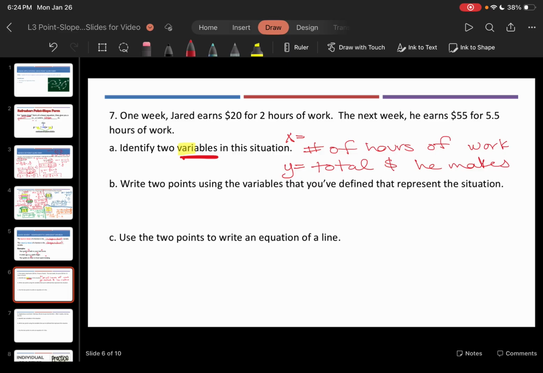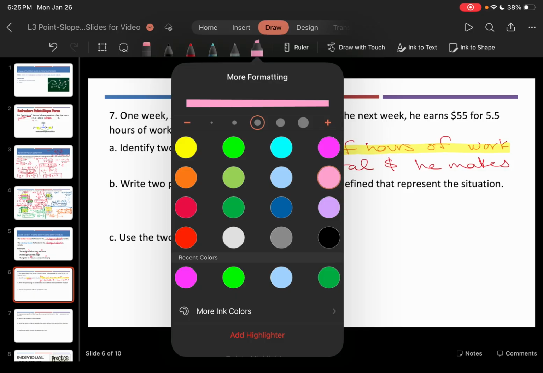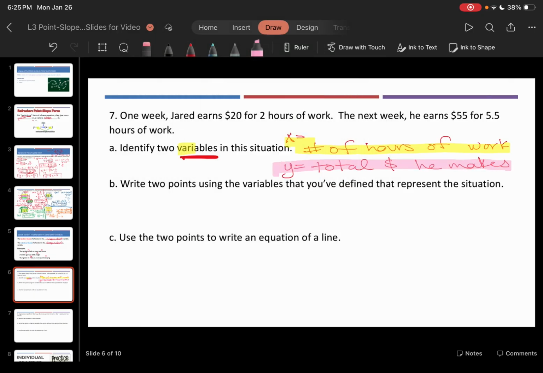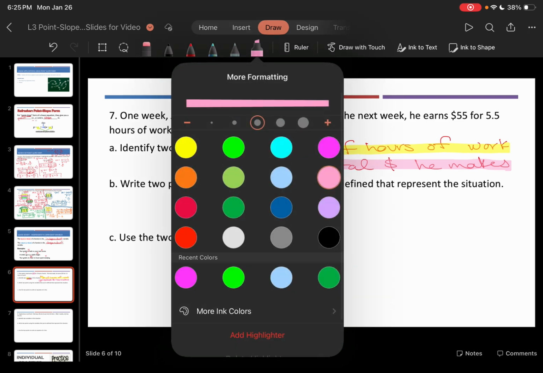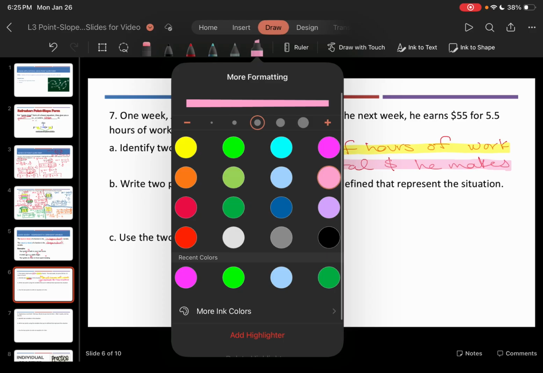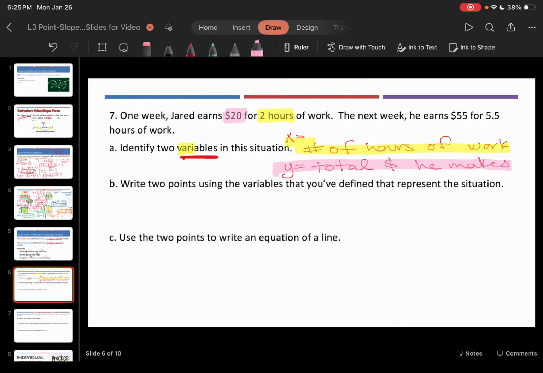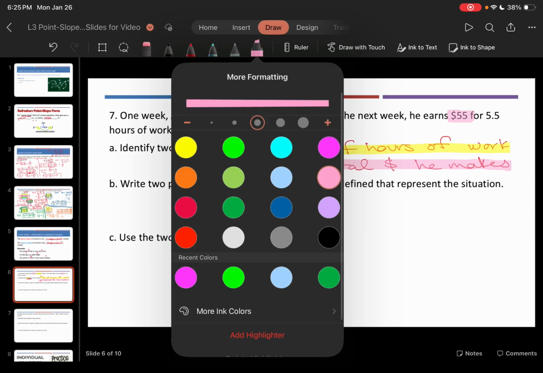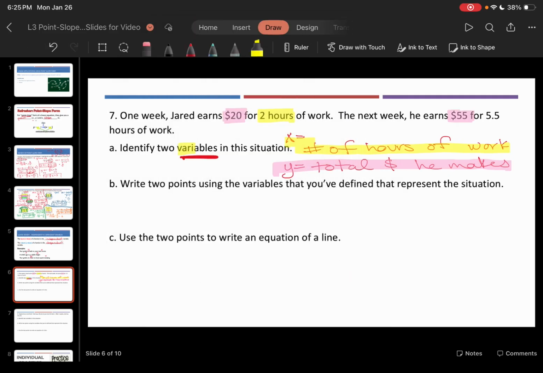So part B, it says write 2 points using the variables you defined. So I'm going to go through and I'm going to say, let me highlight these in different colors. And you're about to see why. Because when I reread this, one week Jared earns $20. Oh, okay. So there's a total amount of money that he works for 2 hours of work. Okay. So there's a number of hours. But then the next week, he's earning $55 for 5.5 hours of work, right?